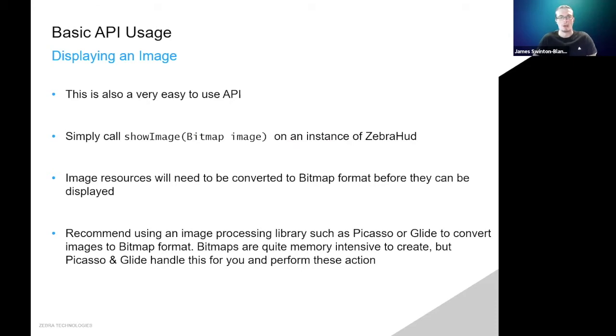So typically, I would recommend using an image processing library, something like Picasso or Glide, to convert your images into bitmap format. Bitmaps are quite memory intensive to create, and there can be some complications when you're creating and handling bitmaps in memory. But if you use Picasso and Glide, they pretty much take care of all of these complexities for you in the background, and they're well supported, well established libraries. So I'd recommend using them if you're working with images with the HD4000 SDK.